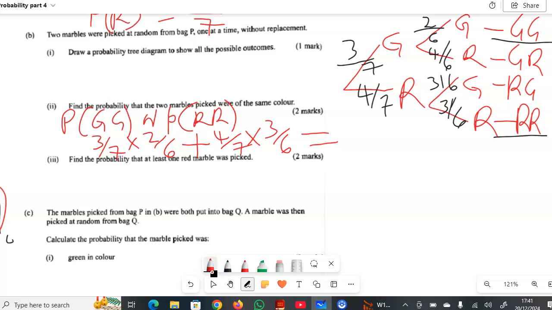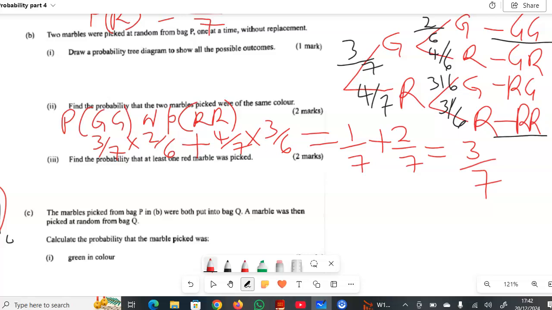3 over 7 times 2 over 6 should give us 1 over 7, plus 4 over 7 times 3 over 6 gives us 2 over 7. And when we add 1 over 7 plus 2 over 7, this should give us 3 out of 7. So that's the probability of getting marbles of the same color.